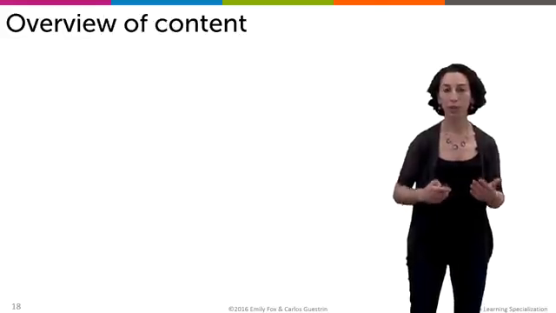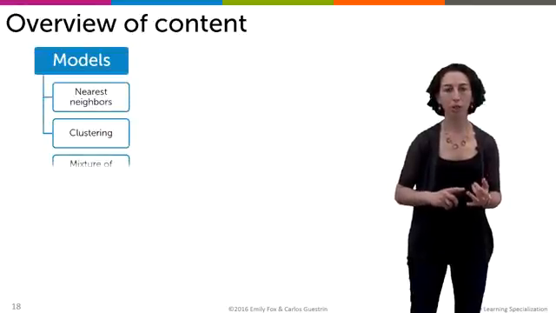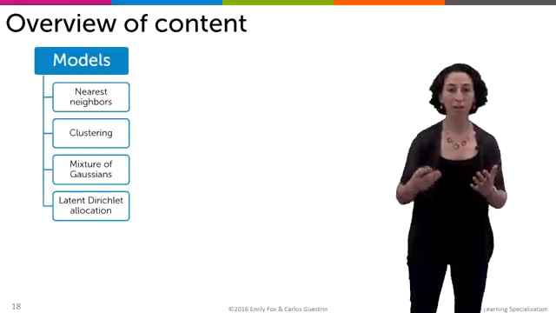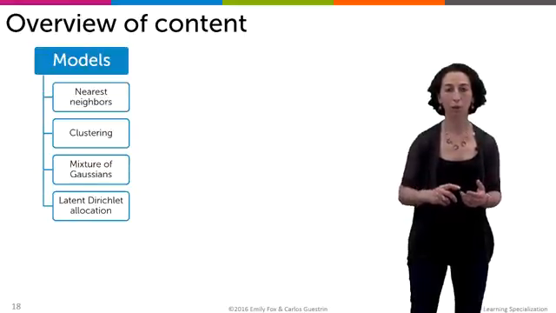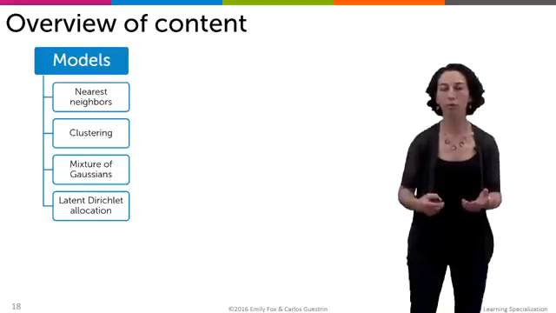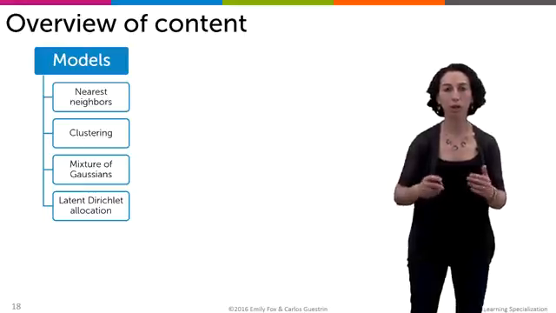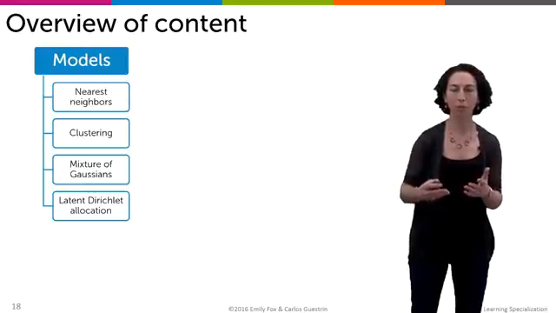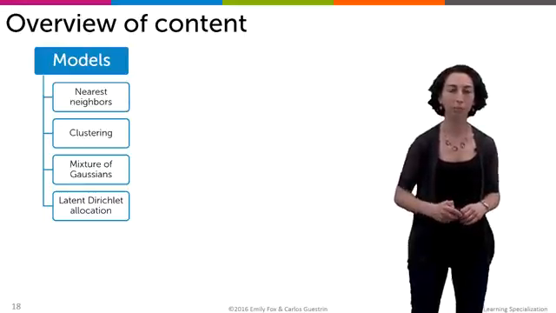Well, more specifically, in this course, we're going to go through a number of different models, like nearest neighbors for search. We're going to talk about clustering as a high-level task, an unsupervised learning task, and we're going to talk about probabilistic models for performing clustering, like mixture models, and then we're going to talk about a more intricate probabilistic model called latent Dirichlet allocation.